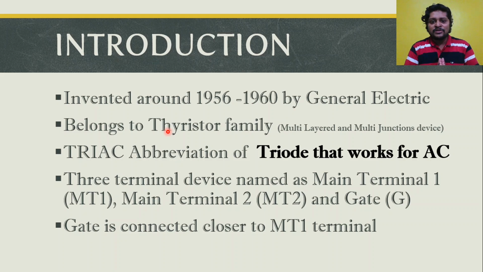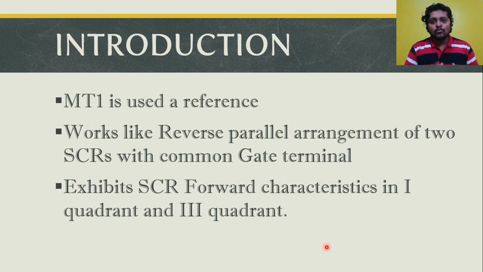TRIAC is a three-terminal device in which the terminals are named main terminal 1, main terminal 2, and gate terminal. MT1 and MT2 are similar to the DIAC, whereas gate is an additional terminal which gives us the feature of controlling this particular device. So the user can turn on this device at a desired point. Now the device is manufactured in a manner that the gate terminal is closer to the MT1 terminal as compared to the MT2 terminal. To perform all the measurements like voltage or current, MT1 is used as the reference terminal.